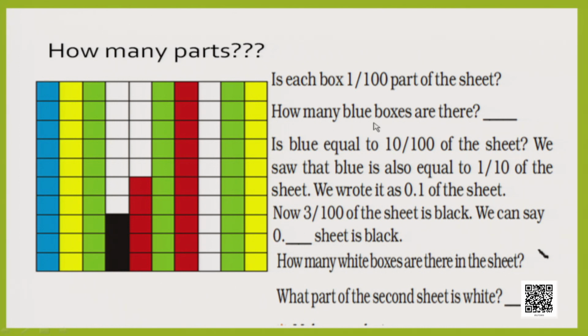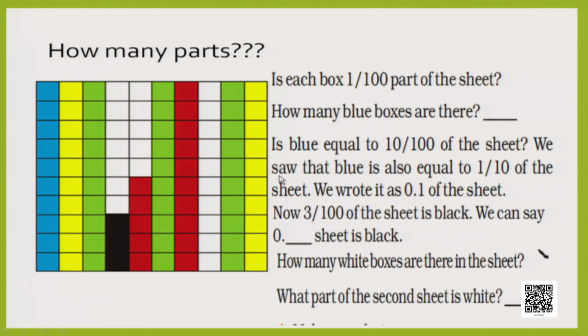From there, how many blue boxes are there? So let's now count how many total blue boxes there are. 1, 2, 3, 4, 5, 6, 7, 8, 9, 10. So there are 10 boxes which have been colored in blue. 10 boxes out of 100 boxes. So is blue equal to 10 out of 100 of the sheet? Yes, just now we found out the blue color is equal to 10 out of 100 of the sheet.